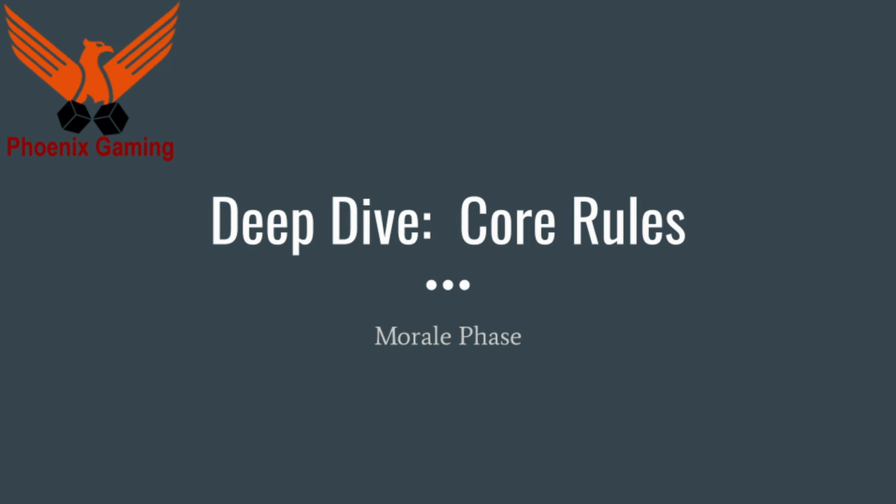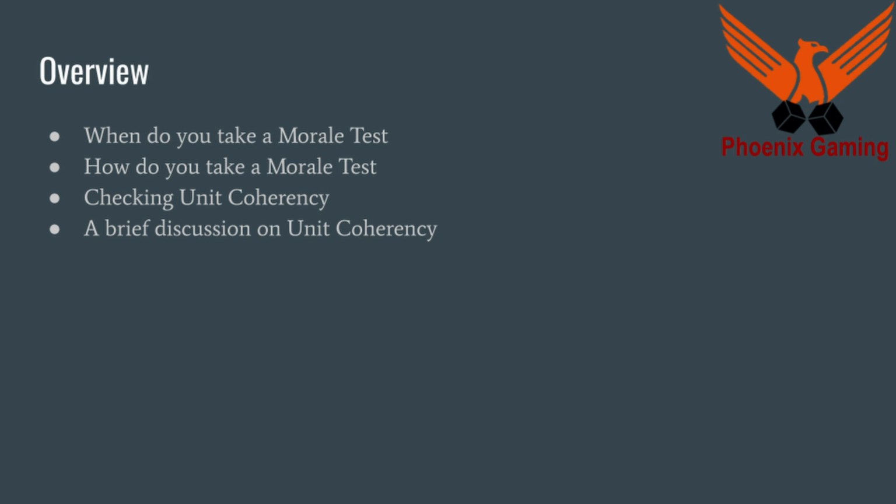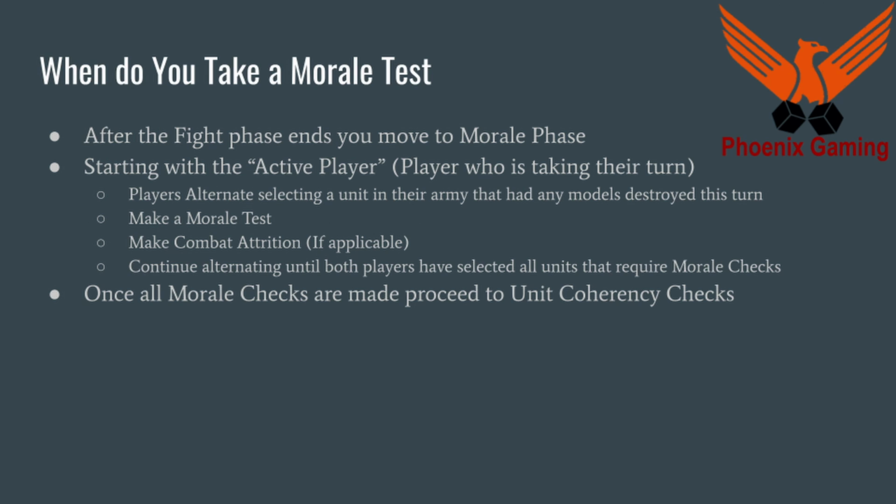Today we're going to do a deep dive into the core rules. We're going to talk about the morale phase. First thing we're going to talk about is when do you take a morale test, how do you take a morale test, checking for unit coherency, and a brief discussion on unit coherency. When do you take a morale test?